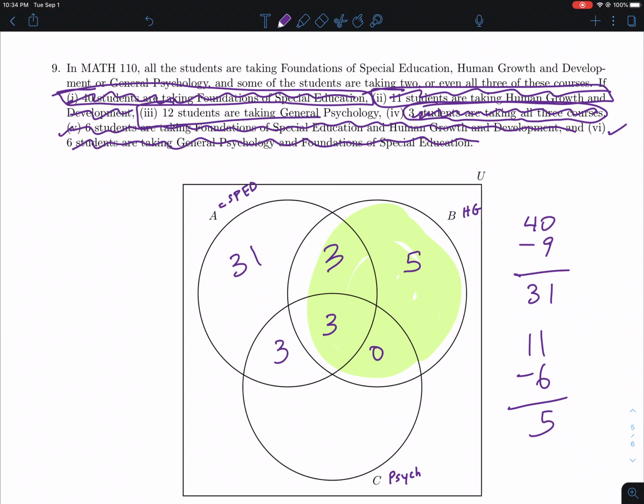And then finally, rule 3 says I've got 12 students that are taking General Psychology. But again, I highlight this. I've already got 6 students that are in the Psychology circle. So subtracting 6 from 12 tells me that there's just 6 that are taking Psychology alone. And so again, this gives me my breakdown of all the different students there.